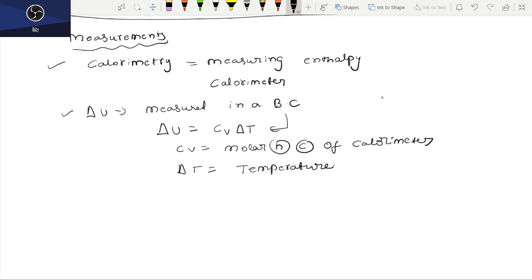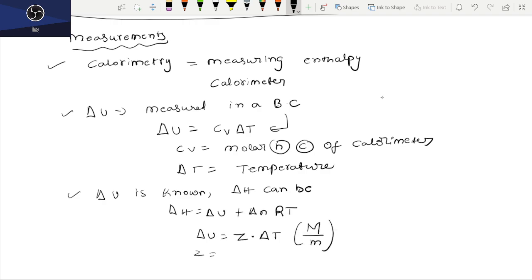delta U is known, delta H can commonly be measured by using delta H is equal to delta U plus delta n RT. Now, delta U is equal to Z times delta T, right? And it is capital M by small m, right? What do you mean by Z here? Z is nothing but specific heat capacity.